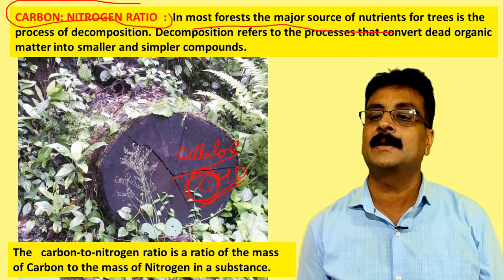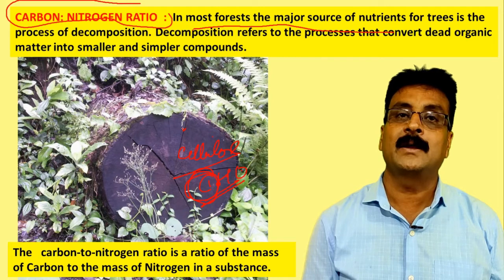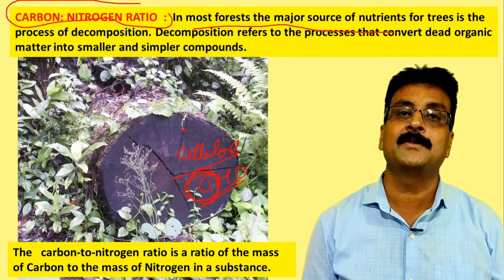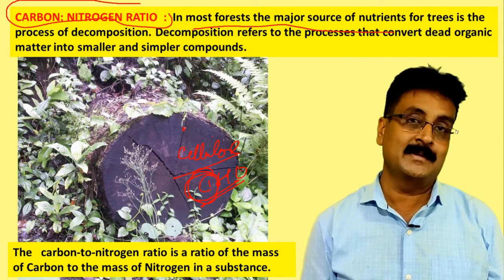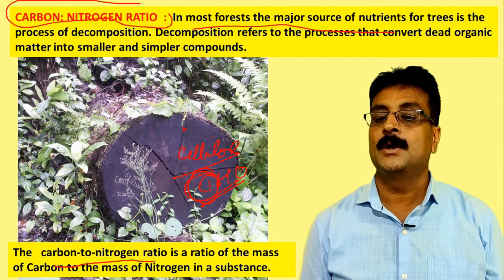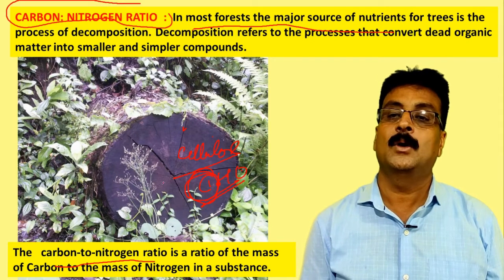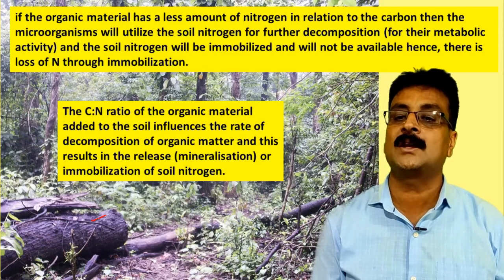So generally we say that 50% of the weight of the wood is carbon. If we have 10 kg of wood, then 5 kg is carbon. So the C:N ratio should be balanced. The carbon to nitrogen ratio should be a balanced one. Now let me make you understand. Suppose this is a forest and you see the logs lying there.